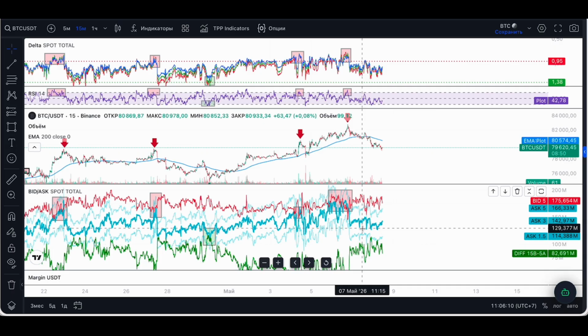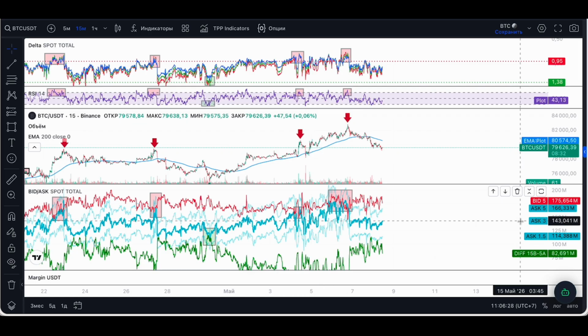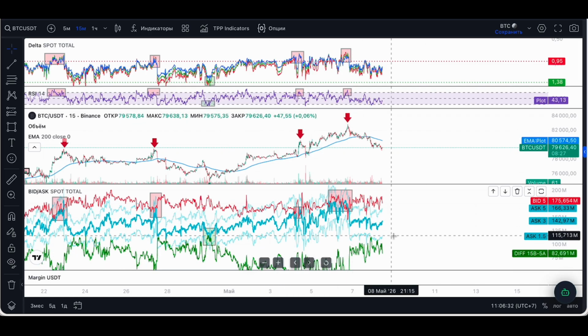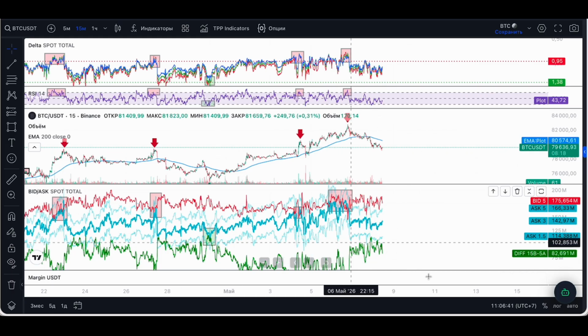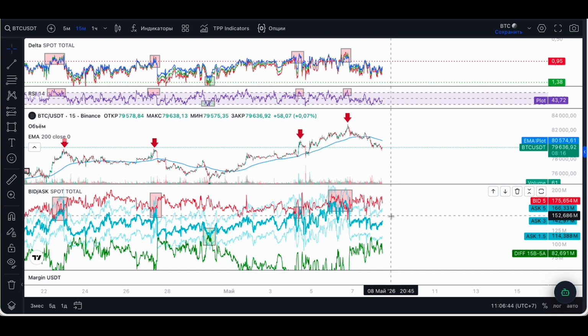Usually I look for entry points when the 3% line crosses the red line or green line. So for the long entry point, I would look for a crossing like this. For now there is no crossing, so when it goes in one direction or the other, we will see what entry point the market will give us. So this was just an overview of the weekly market.